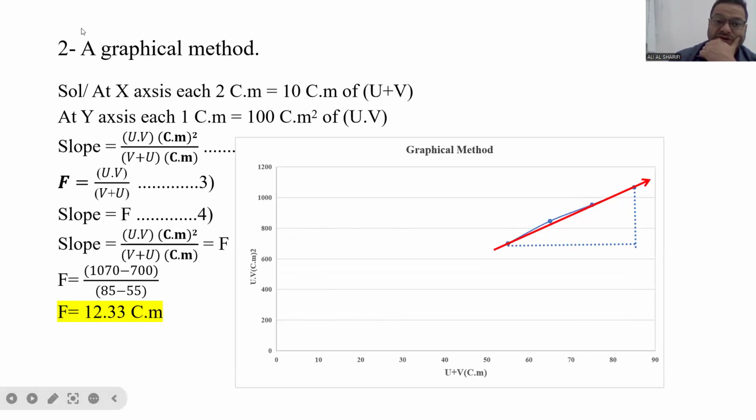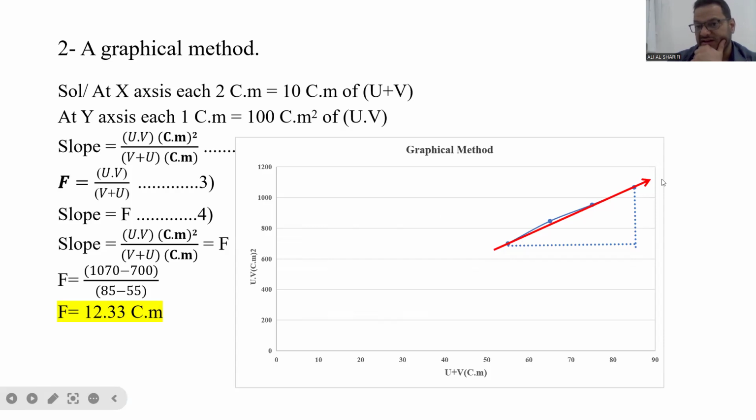Now, by using the graphical method, at x u plus v, at y u multiply v. At the x-axis, I said each 2 centimeters equals 10 centimeters of u plus v, or of d. 1 centimeter at y equals 100 centimeter square of u multiply v. By that, I have this slope.